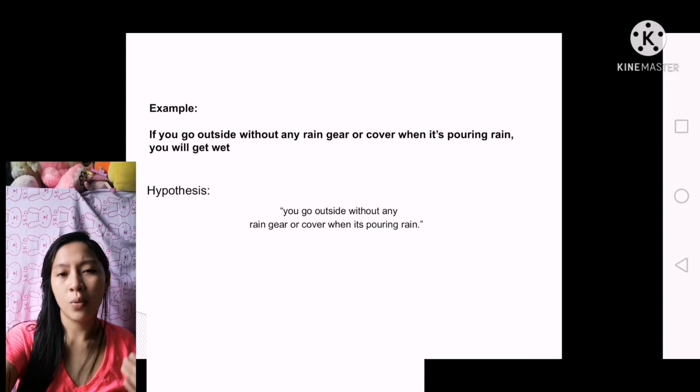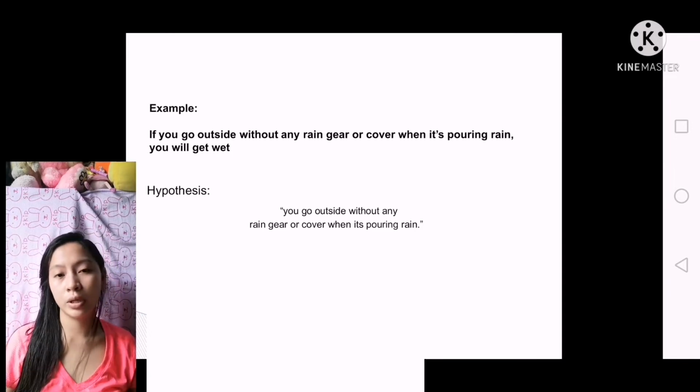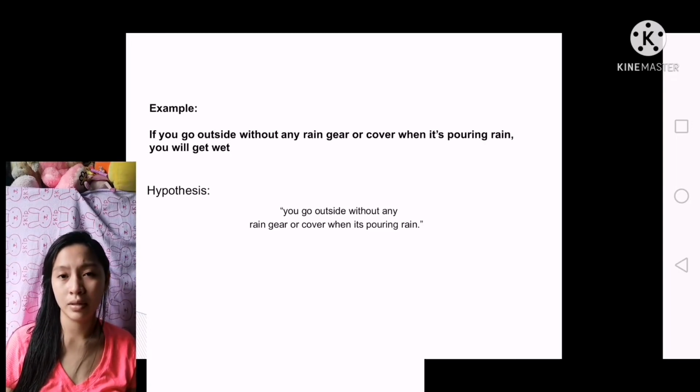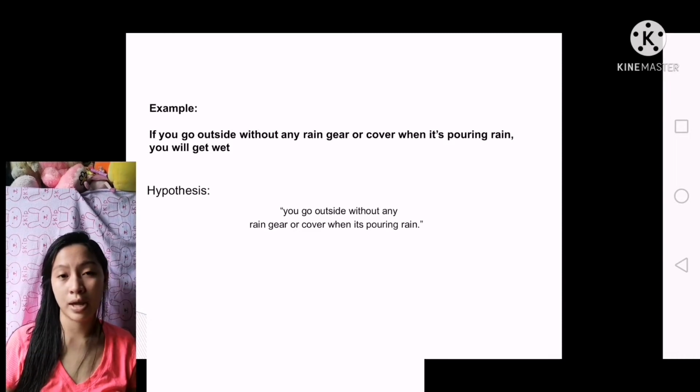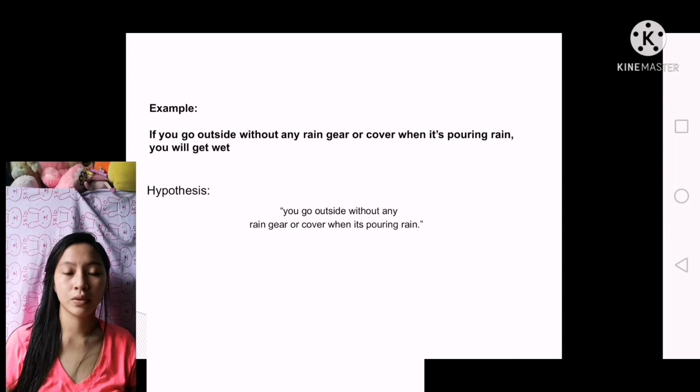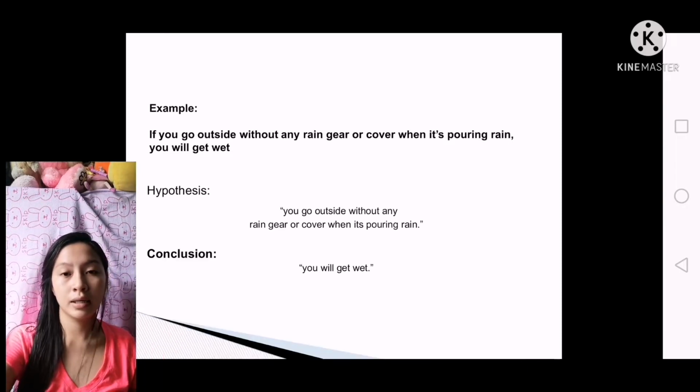What does this statement say about someone who doesn't go outside, about someone who uses an umbrella, or about what happens to someone when it's not pouring rain? Nothing. So this statement doesn't apply to anyone in those cases. Our conclusion would be: you will get wet.